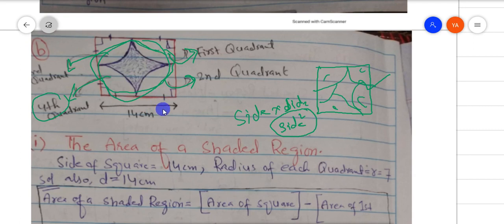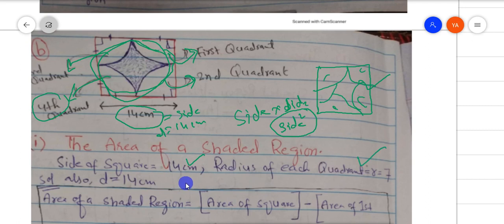तो एरिया ऑफ ए स्क्वायर का जो फार्मूला है वो है साइड स्क्वायर. तो जहाँ यहाँ पे साइड की जो वैल्यू है वो है 14 सेंटीमीटर, ये साइड की वैल्यू है. तो मीन ये डायमीटर भी हम इसको कह सकते हैं. तो डायमीटर इज 14 सेंटीमीटर या फिर साइड इज इक्वल टू 14 सेंटीमीटर. So area of a shaded region, the side of a square is 40 centimeter. The radius of each quadrant is 7.